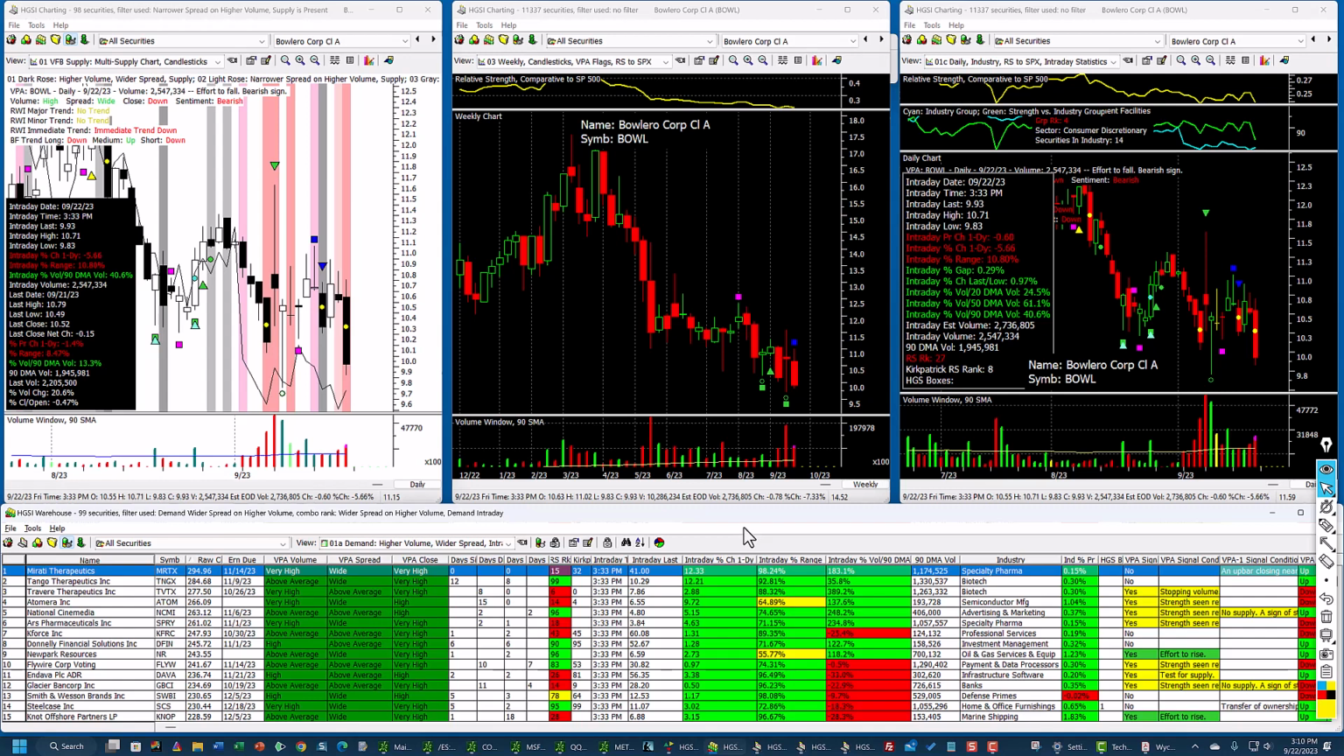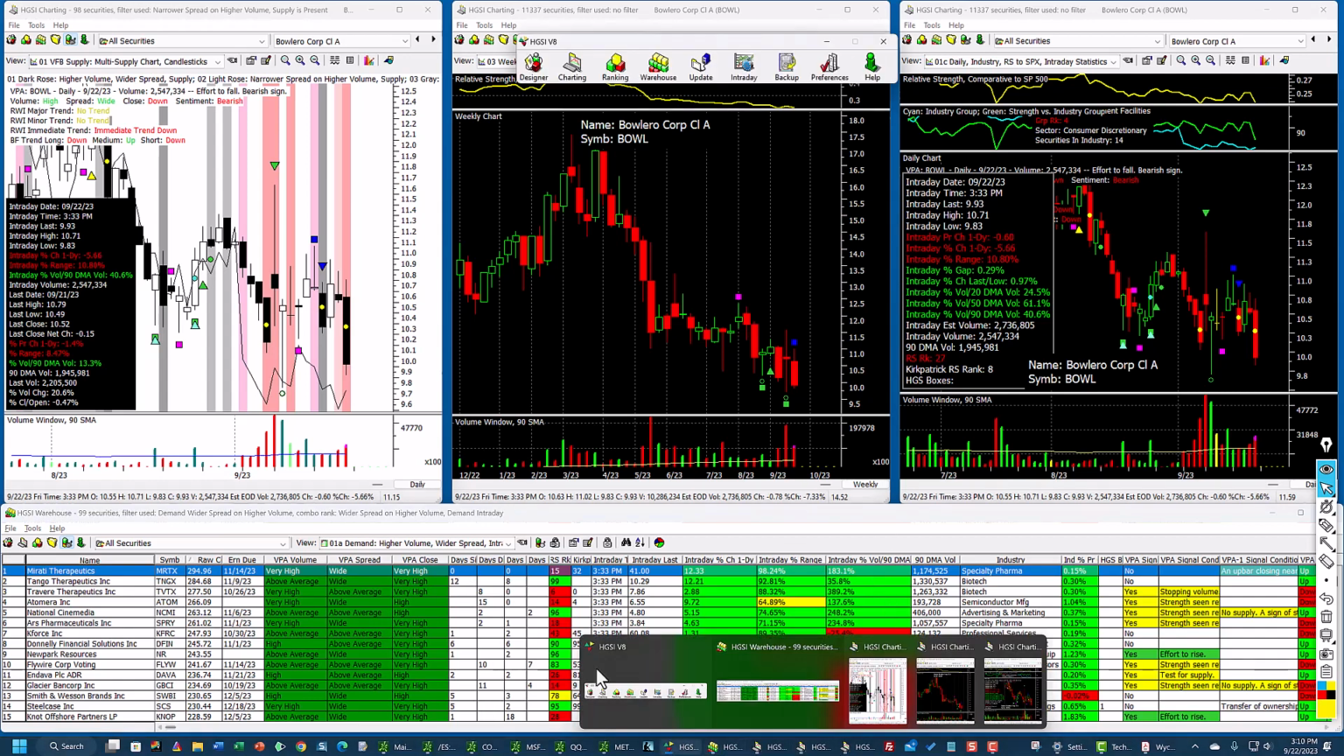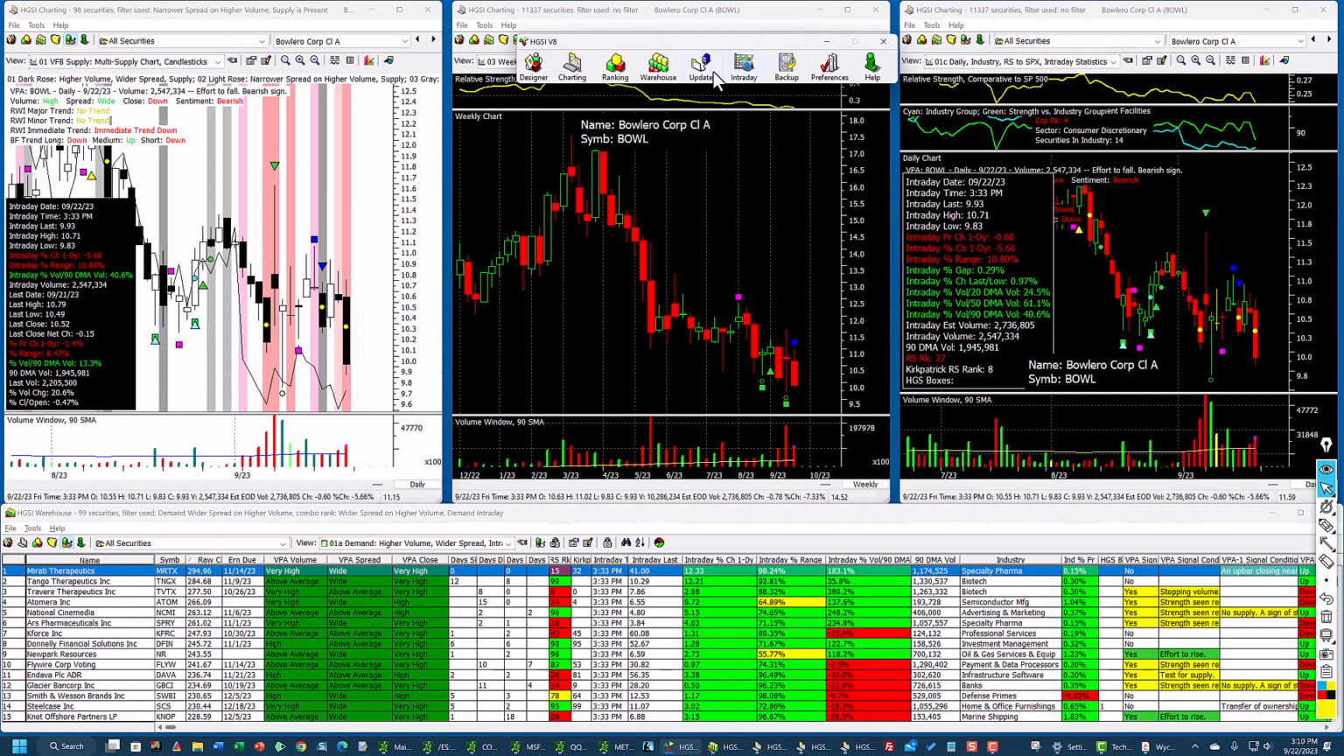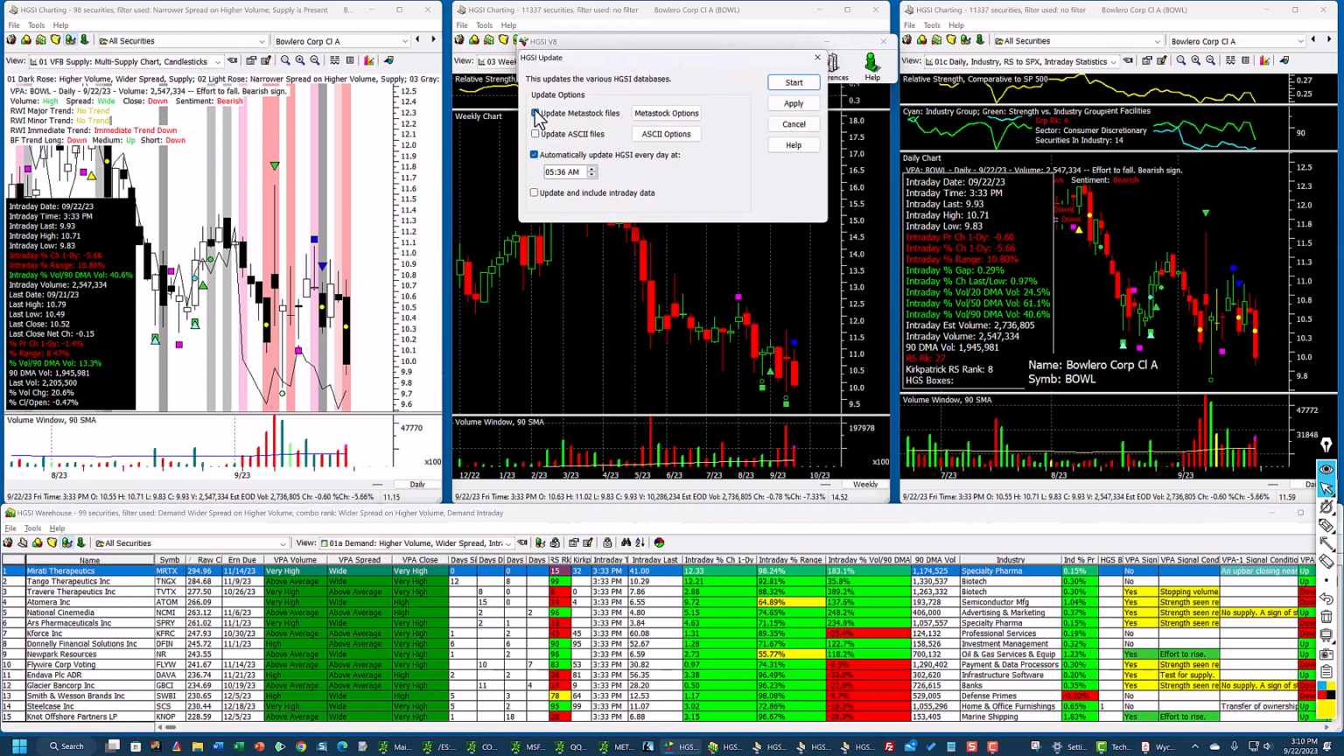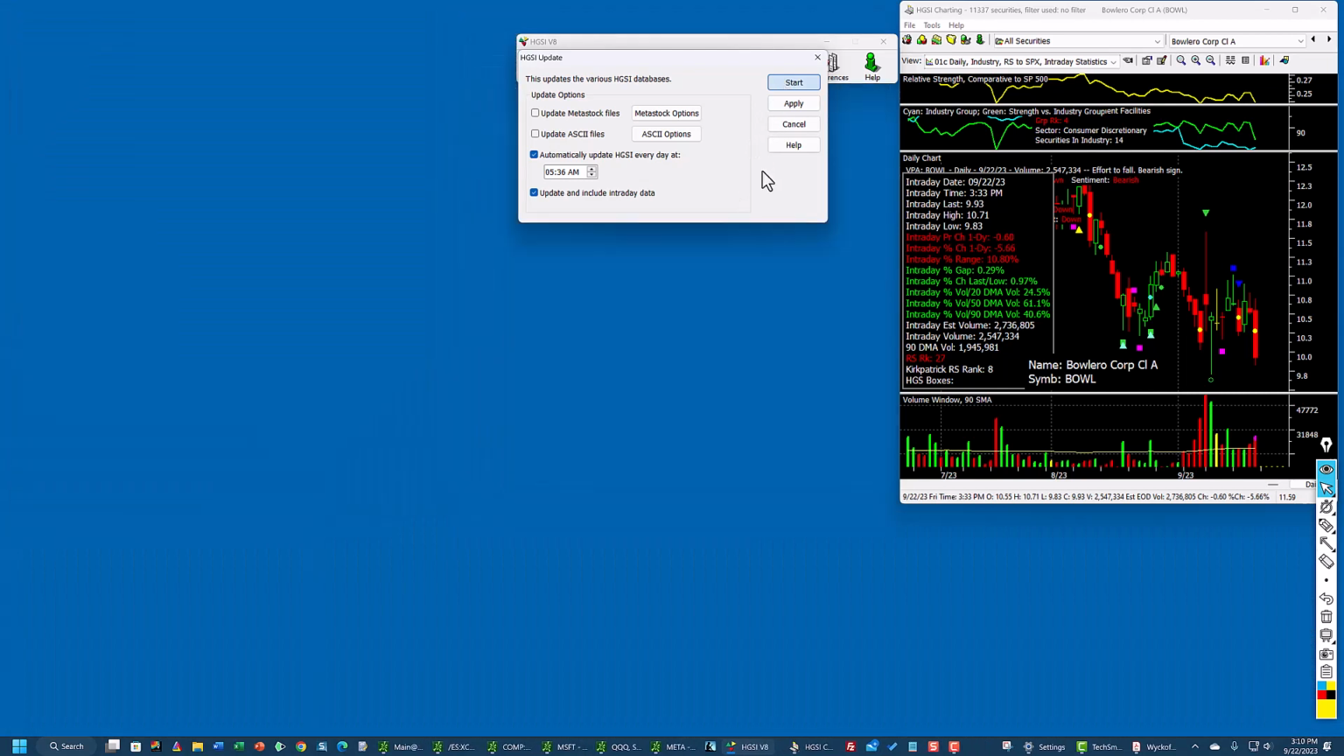Now on my computer, it takes about 4.5 minutes to run through the whole process and update all the user groups and everything. And really, just start it and you can do something else. Here, let me show you how that's done in case you don't know. Update and include intraday data. And then just start it and let it run.